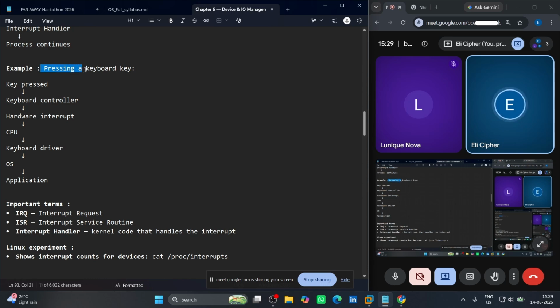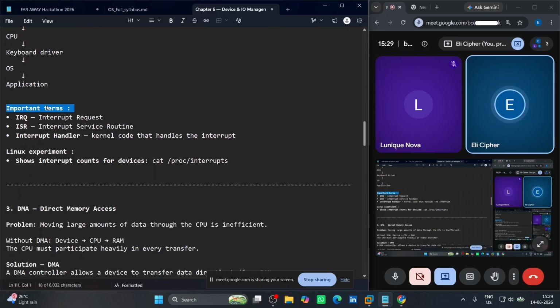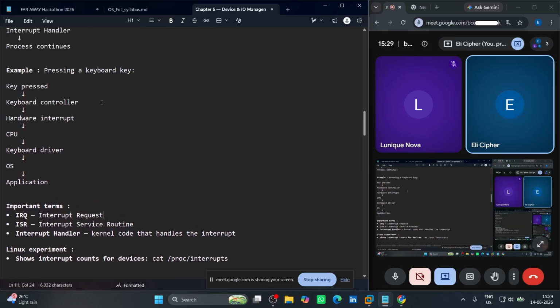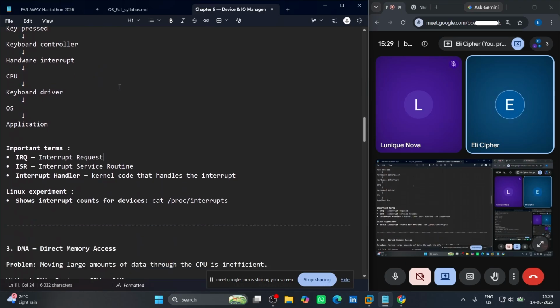So here is an example: pressing a keyboard key. Whenever you press a key, the signal flows to the keyboard controller, then the hardware interrupt. The hardware means our motherboard. Then it moves to the CPU, keyboard driver, operating system, and application. So here are the important terms. Where is interrupt?